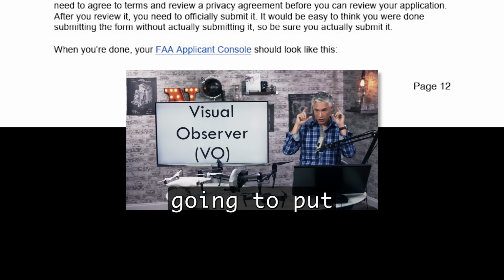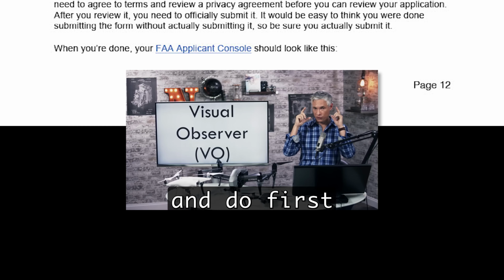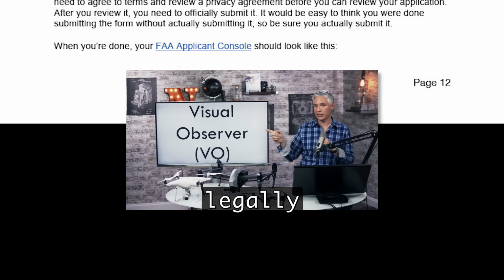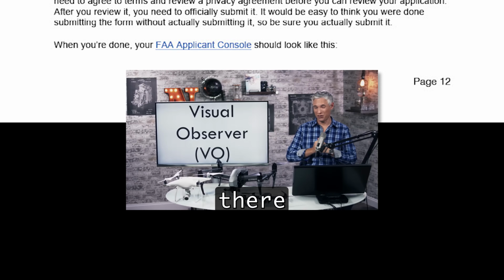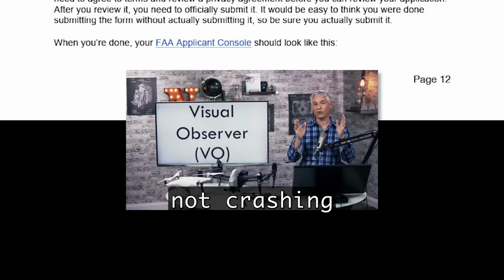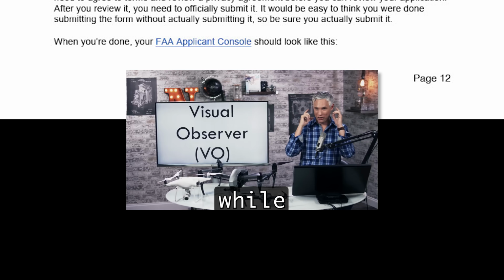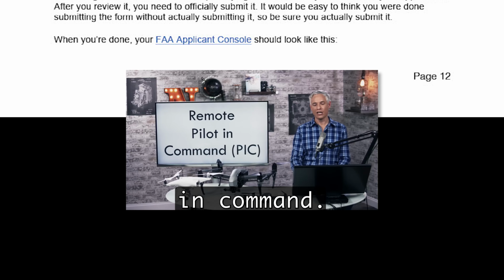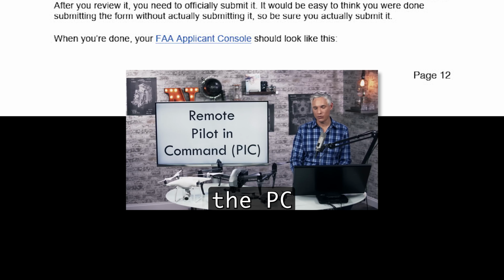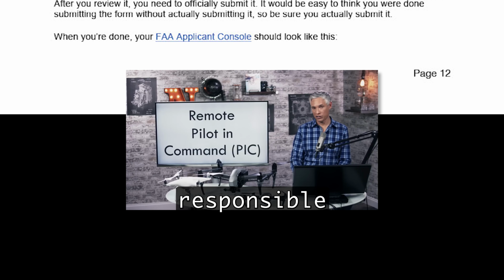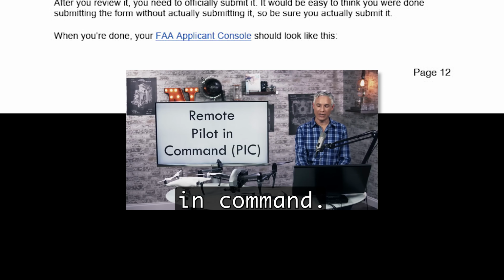If you're going to put on some goggles and do first-person flying, which can be great for photography, you would legally be required to have a visual observer there because you have to maintain visual line of sight. So somebody has to be watching the drone, making sure it's not crashing into airplanes and stuff while you have those goggles on. You are the remote pilot in command. The remote pilot in command, the PIC, remote PIC, is the answer to a lot of questions. They're going to ask you who's responsible for this and that. The remote pilot in command.